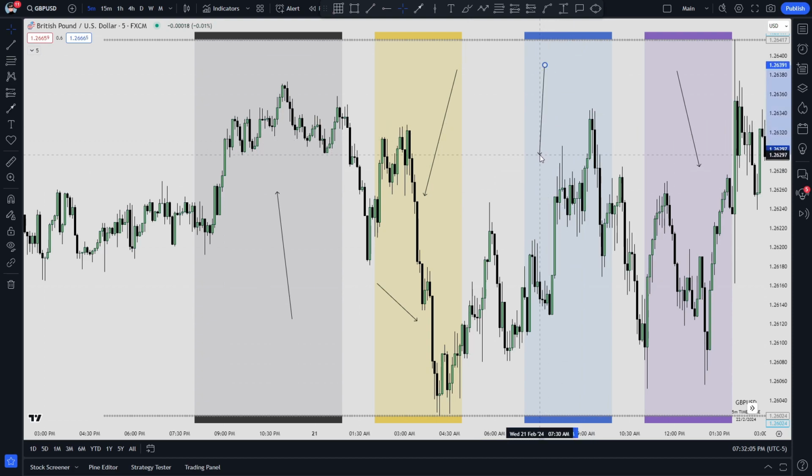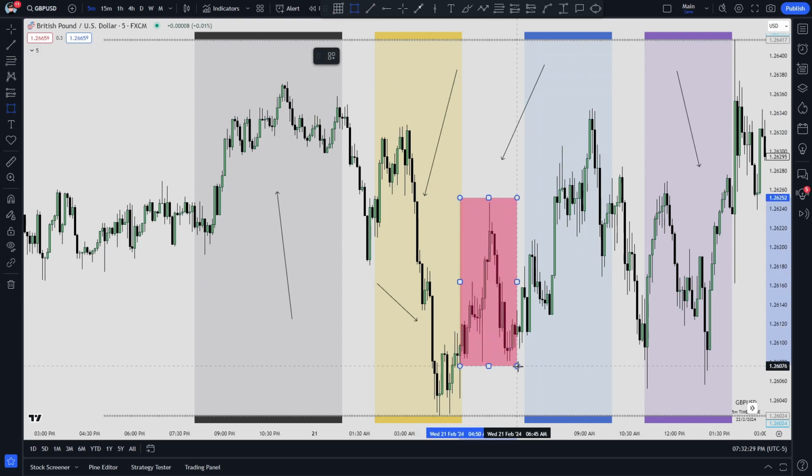And then coming into the New York session, since this is also a USD pair with a GBP pair, the New York session does have volatility from the USD counterpart. So as you can see here, after the London session closes, we kind of just consolidate here.